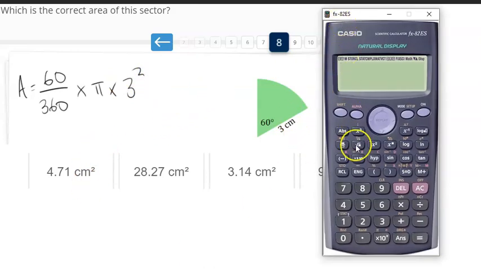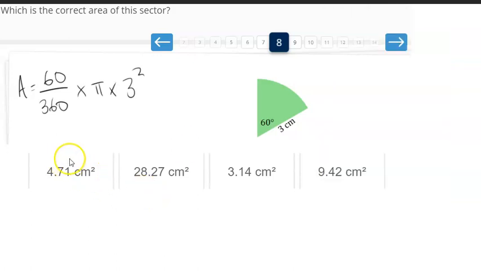So let's go ahead and put this into a calculator. 60 over 360 multiplied by shift, and that button there, to get pi, multiplied by 3 squared, and we get 4.71, which is this.